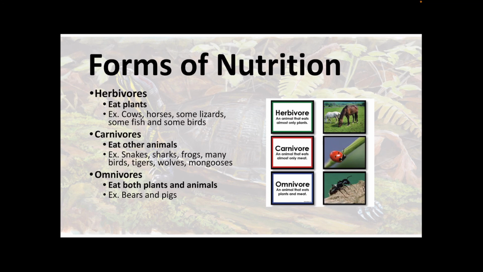Okay, so there's three categories that vertebrates can be put into based on what they eat. So there's herbivores, carnivores, and omnivores. Herbivores, you've probably heard of, eat plants, such as cows, horses, lizards. There are some of them, some fish, and some birds. You can think of them as the vegetarians of the animal group. Carnivores eat other animals or meat, so snakes, sharks, frogs, some birds, tigers, wolves, mongooses. They're all carnivores. And then omnivores are animals that eat both. So they will eat both plants and animals, such as bears and pigs.